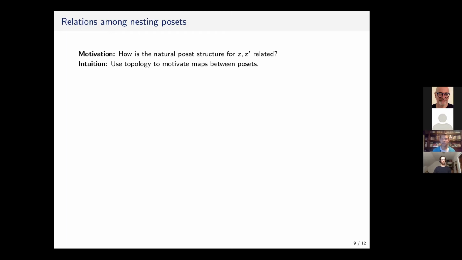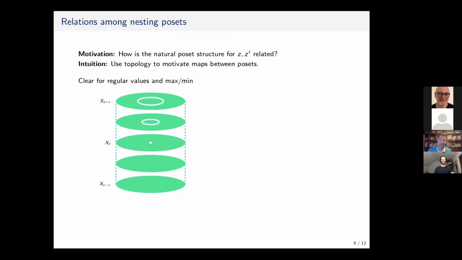Of course, in some cases, when we have two regular values with no critical values in between them, it's pretty obvious. They're just isomorphisms. But when we have critical values, it's not so clear. Well, here I'm saying it is clear for regular values and the maximin, and it's pretty straightforward for the maximin.